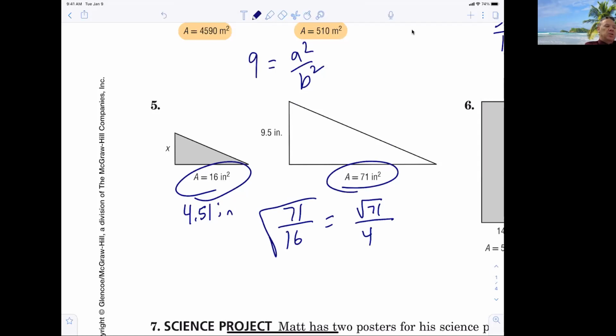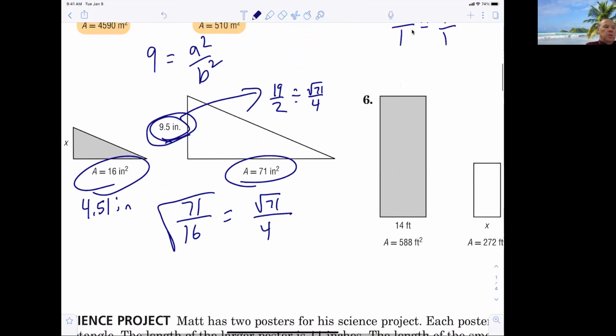So basically, it's just 9.5 divided by that. Now, 9.5, do you agree, is the same as 19 over 2? Everybody okay with that? And then I'm dividing that by the square root of 71 over 4. That's what you did, I'm sure. What? 9.5 is a fraction, right?